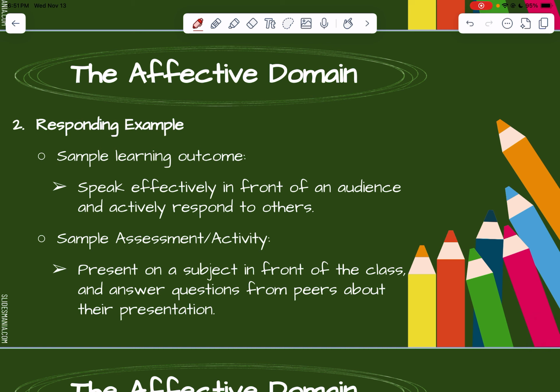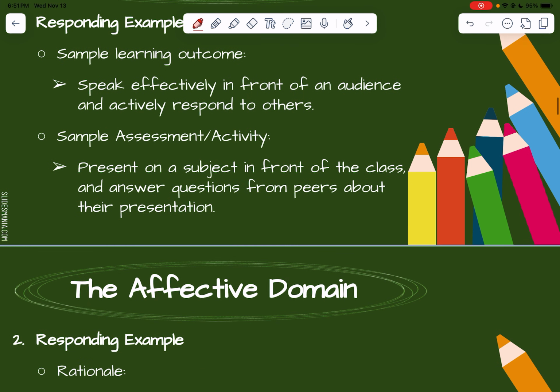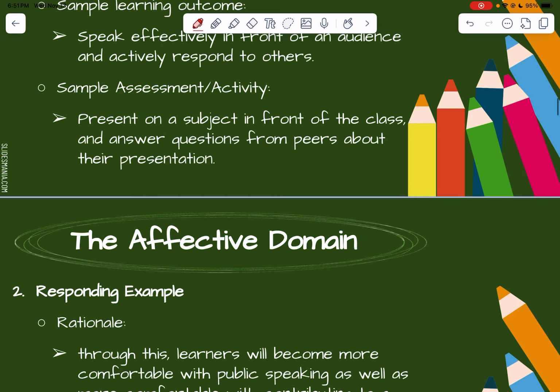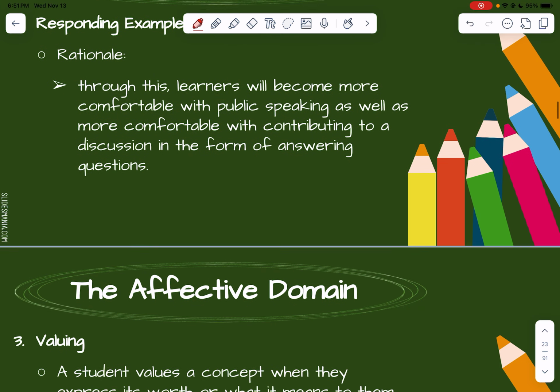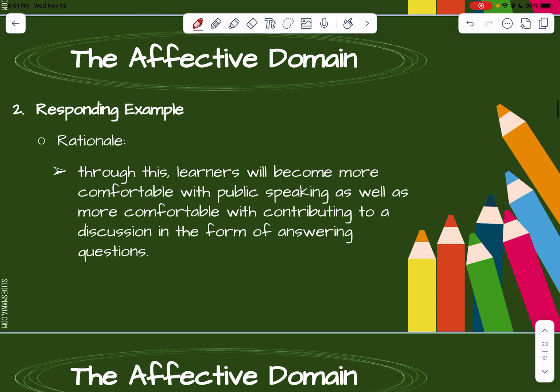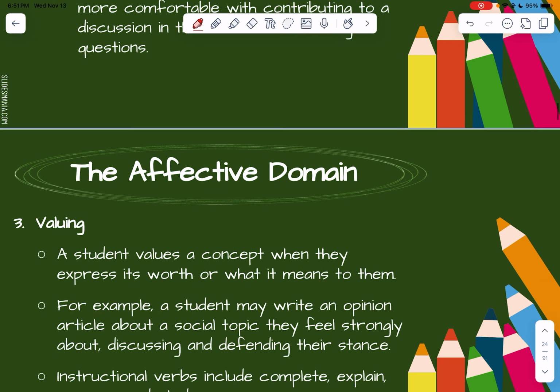So our sample learning outcome, speak effectively in front of an audience and actively respond to others. The assessment or activity, present on a subject in front of the class and answer questions from peers about their presentation. You all do that when you do your micro-teaching session. And the rationale for this is that through this, learners will become more comfortable with public speaking, as well as more comfortable with contributing to a discussion in the form of answering questions. That's a skill that every human needs.